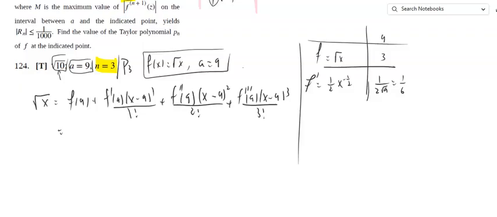That is f prime. F double prime is going to be negative 1 over 4 x to the negative 3/2. That's negative 1 over 4 times 1 over the square root of 9 cubed. That is negative 1 over, this is 3, 3 cubed, what is that? 3 cubed is 27. 27 times 4 is 108.